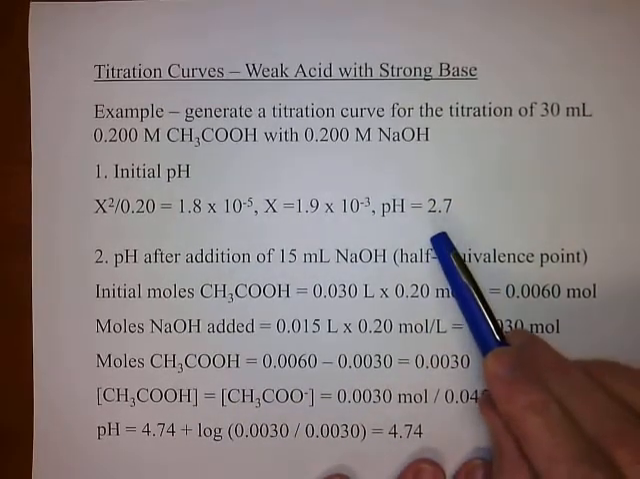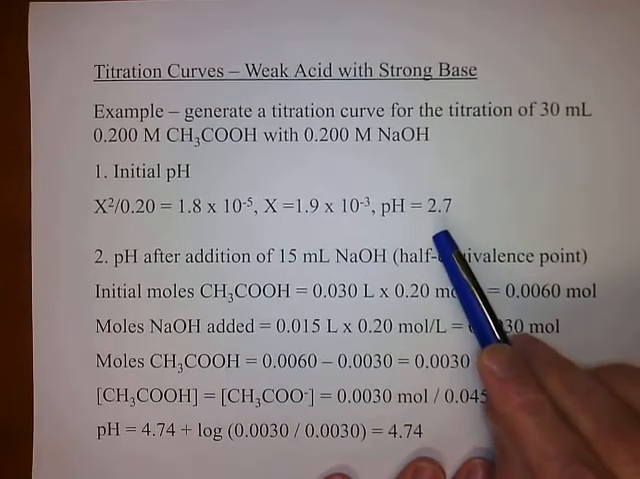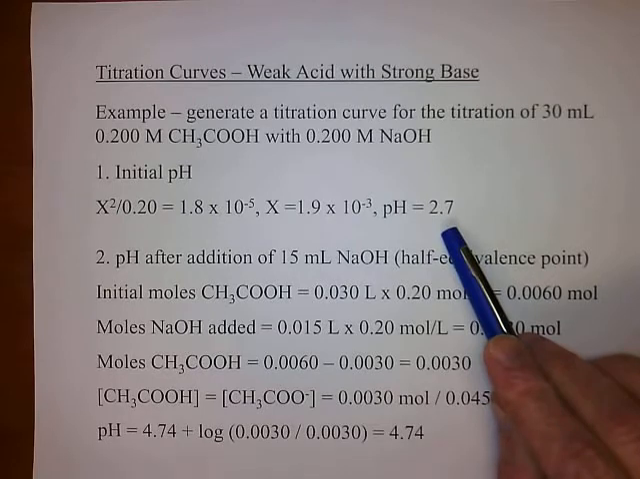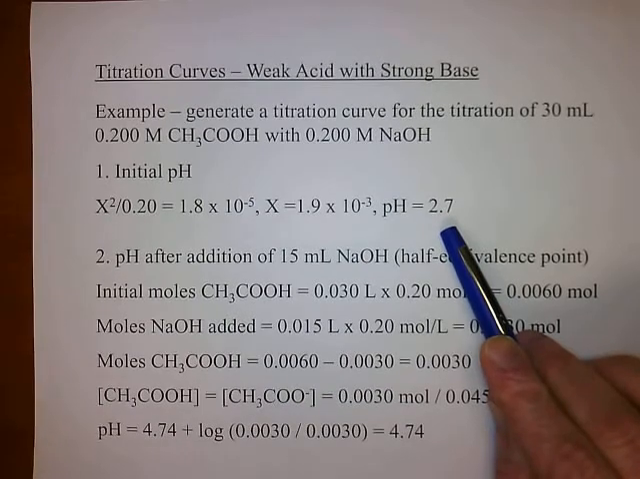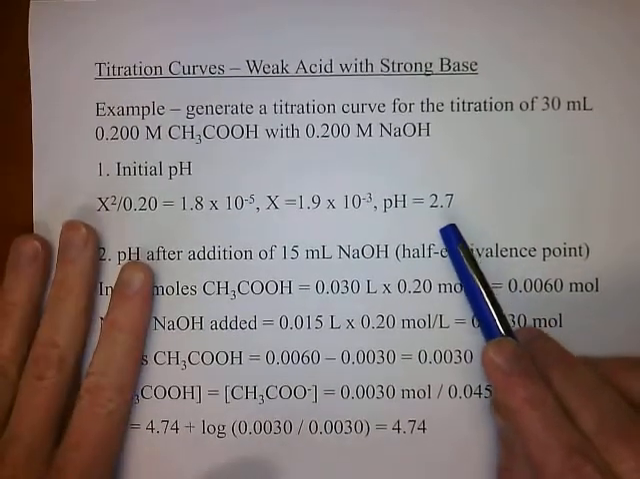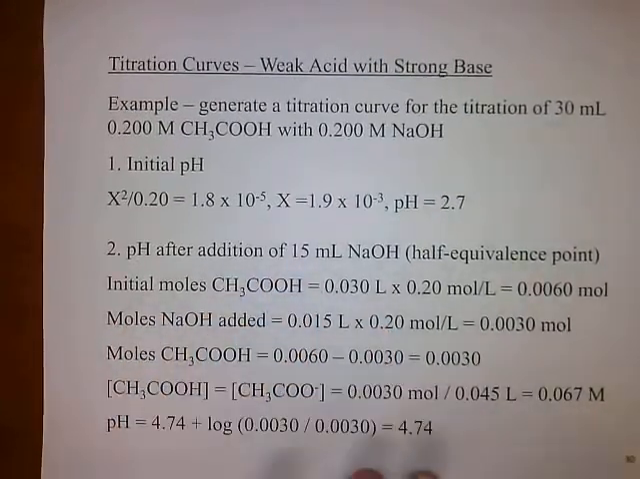Right? The initial pH is higher because it's not 100% ionized. Our 0.2 molar HCl had an initial pH of 0.7. So this is higher.